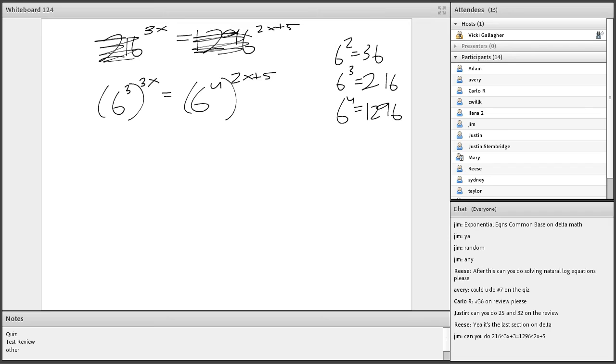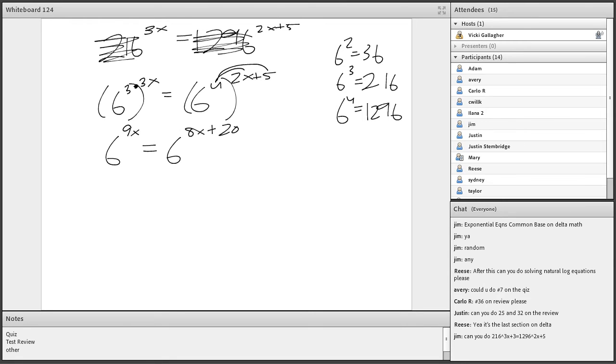These are multiplication problems in the exponents. So for that first one, I am going to multiply the 3 and the 3x, and that'll make an exponent of 9x. And when you have adding or subtracting, you're going to have to distribute. So I'm going to distribute that 4. So 4 times 2x is 8x, and then 4 times 5 is 20.